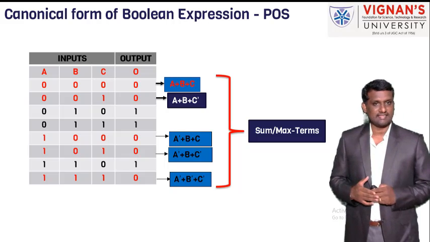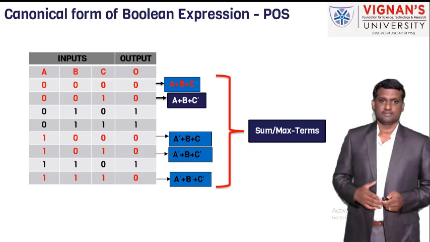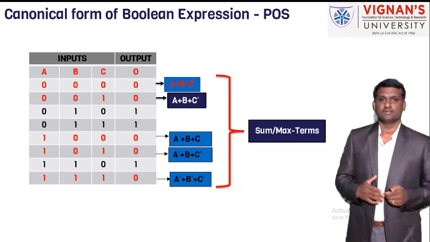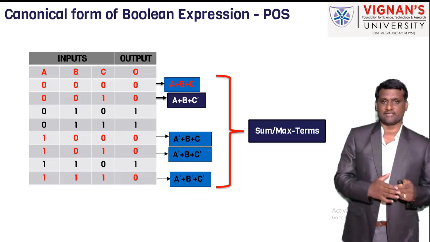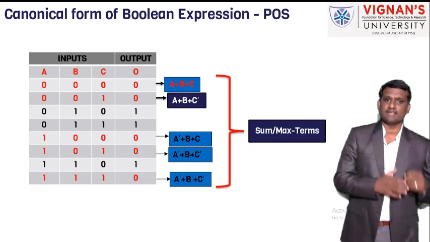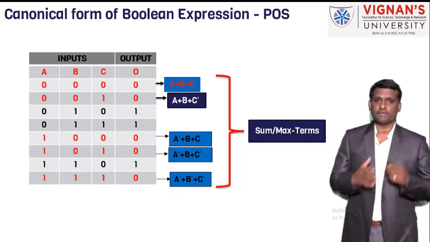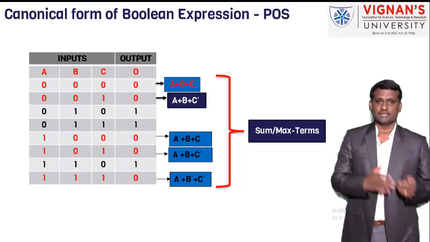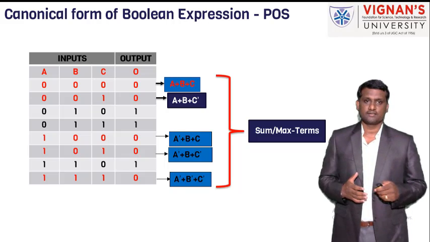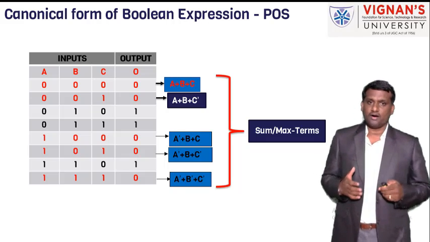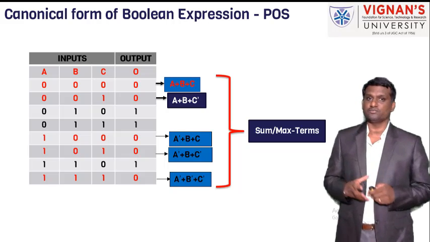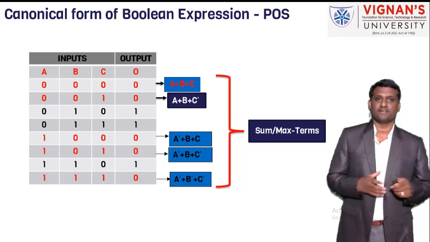From these 5 combinations, we have formed a product of sum terms. Those terms are also called max terms. Here A plus B plus C is one max term. A plus B plus C bar is another max term. A bar plus B plus C is another max term. Like that, A bar plus B plus C bar is another max term. A bar plus B bar plus C bar is another max term. So the product of all these sum terms is called the canonical form of Boolean expression in product of sums.